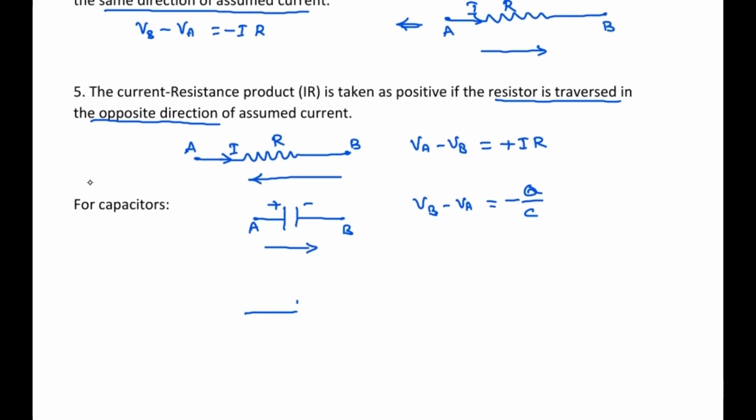Suppose we take the same thing, but the direction is opposite. It is A and B, positive and negative. We are moving from the negative to the positive plate. Then the potential difference will be the final potential, that is the potential at A minus the potential at B. That is nothing but plus Q by C. So these are the sign conventions we need to use to apply Kirchhoff's rules.